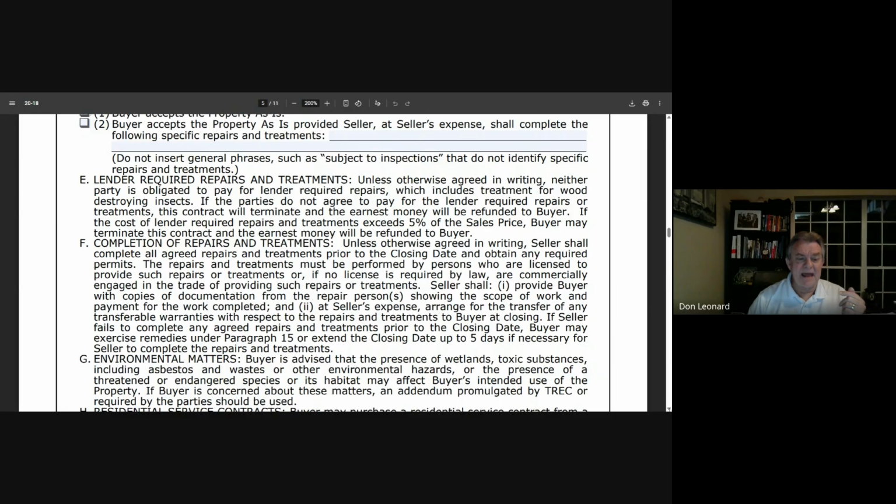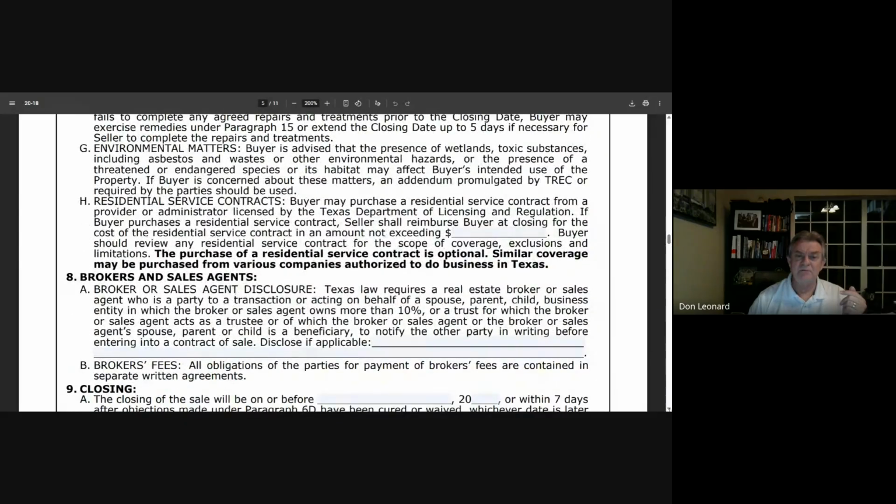Environmental matters, most of the time you're not going to run into this issue. When we talk about environmental matters, we're really talking about one of three things: toxic substances, wetlands, or endangered species. This says that if any of those things exist, or if the buyer's concerned about any of those things, they can have the property inspected to check and see if any of those things exist. And another addendum has to be attached to the contract in order to give the buyer the ability to check for those things. In regular residential real estate, it's probably just not going to happen.